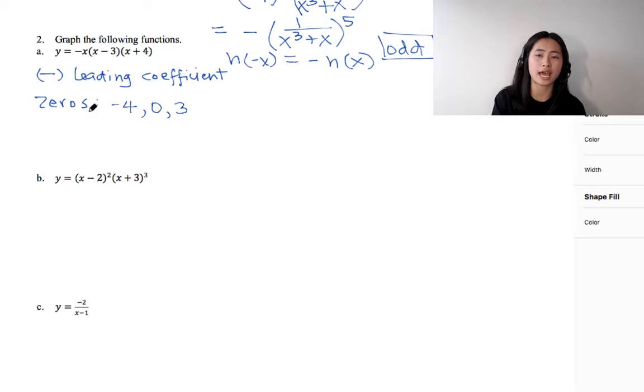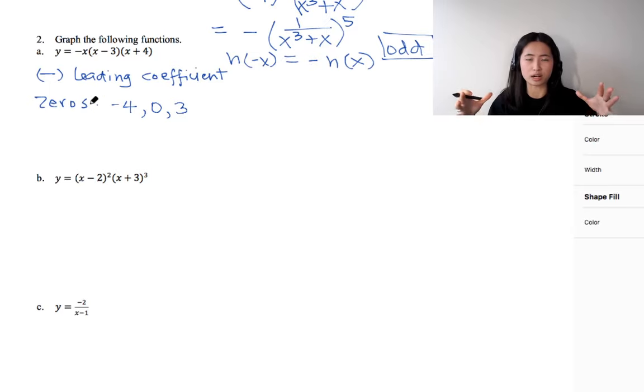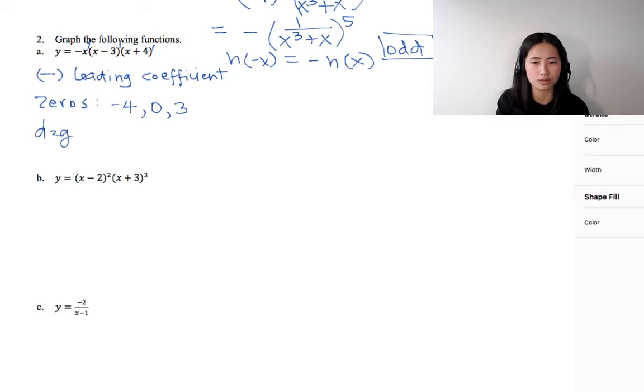However, if you're looking at the degree of your function, the degree is the summation of all your multiplicities, right? It's going to be 3, because 1 plus 1 plus 1 is 3. So the degree of your function is 3.